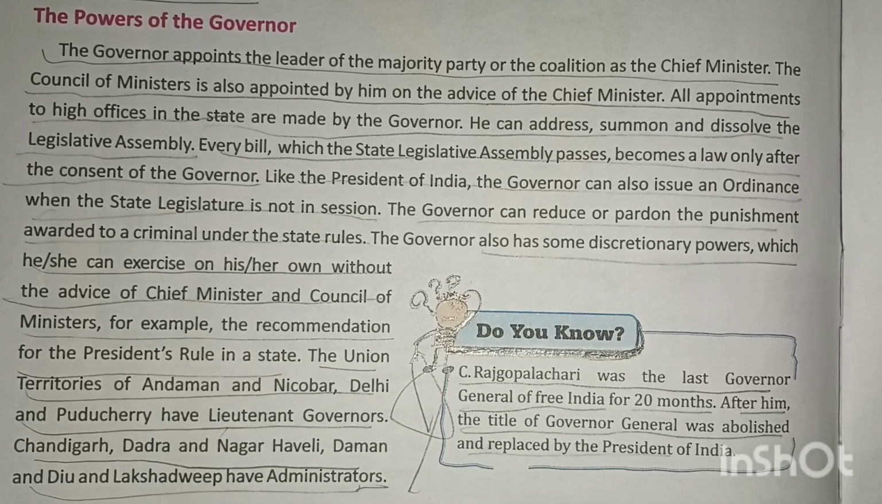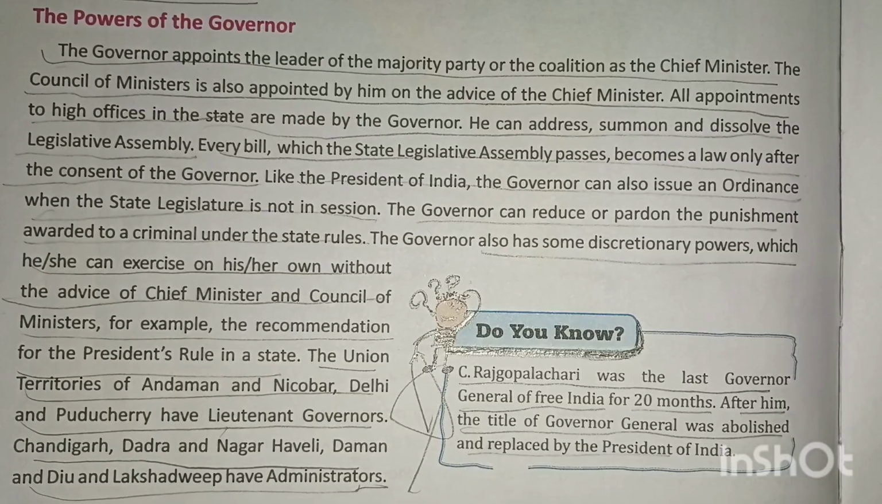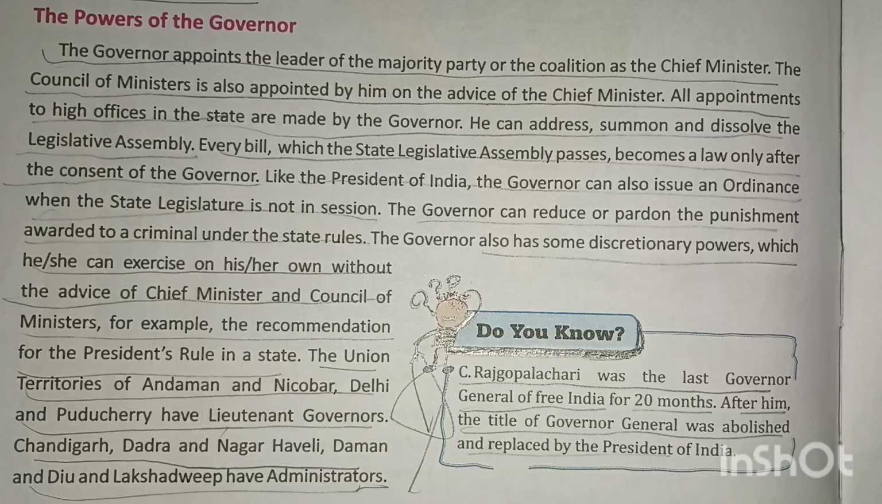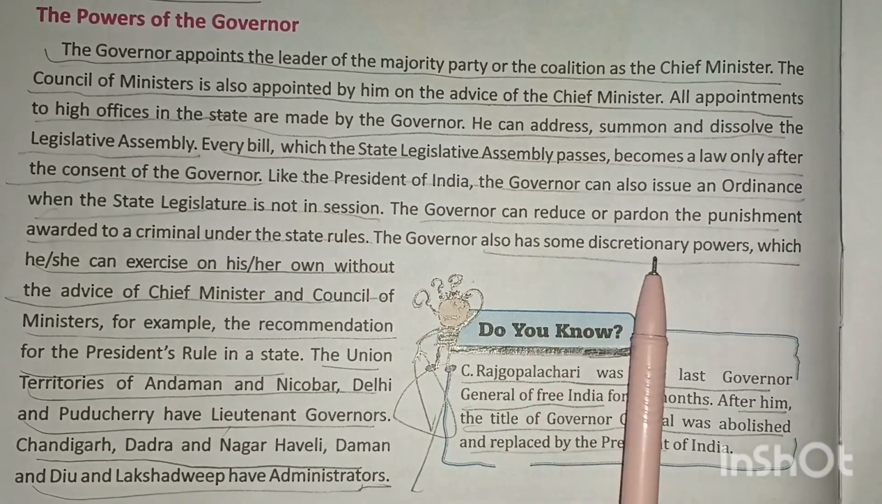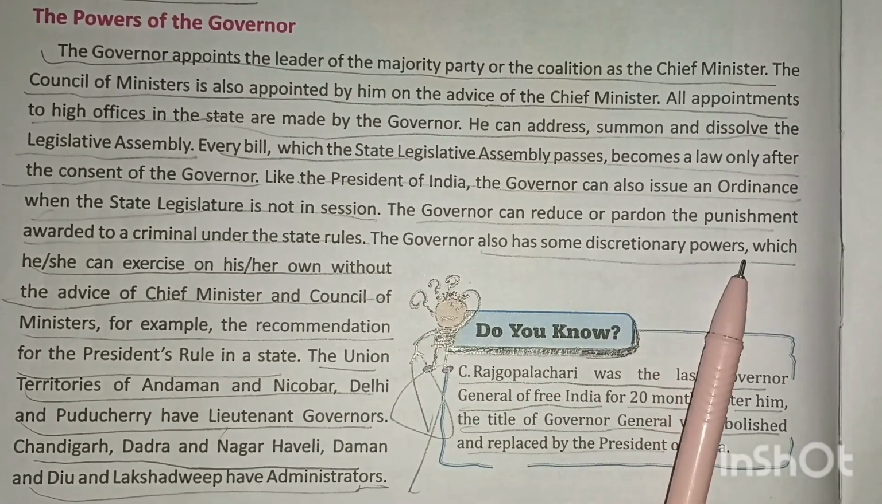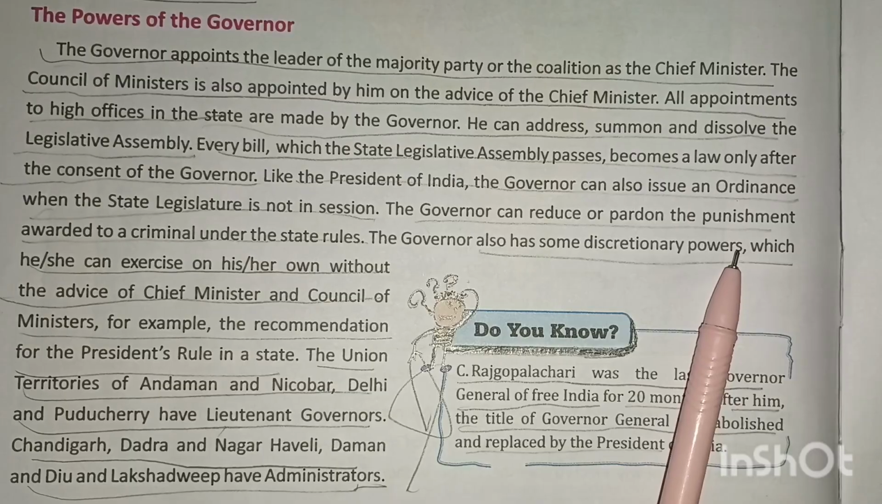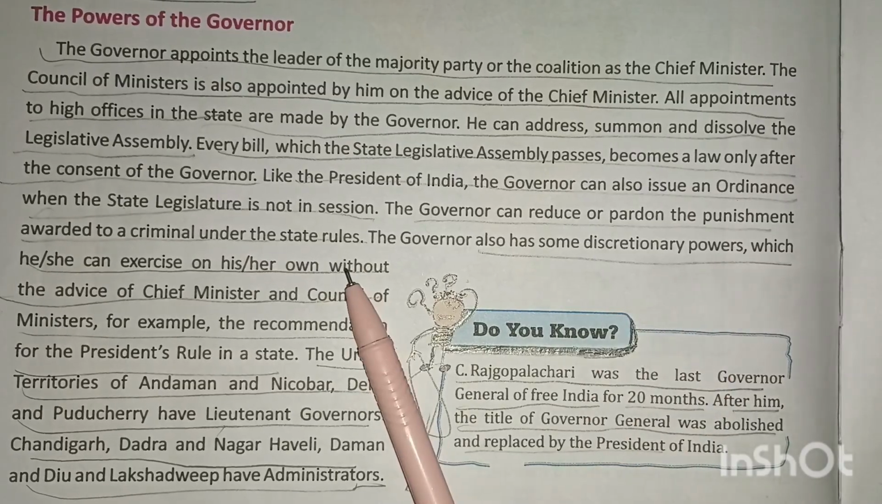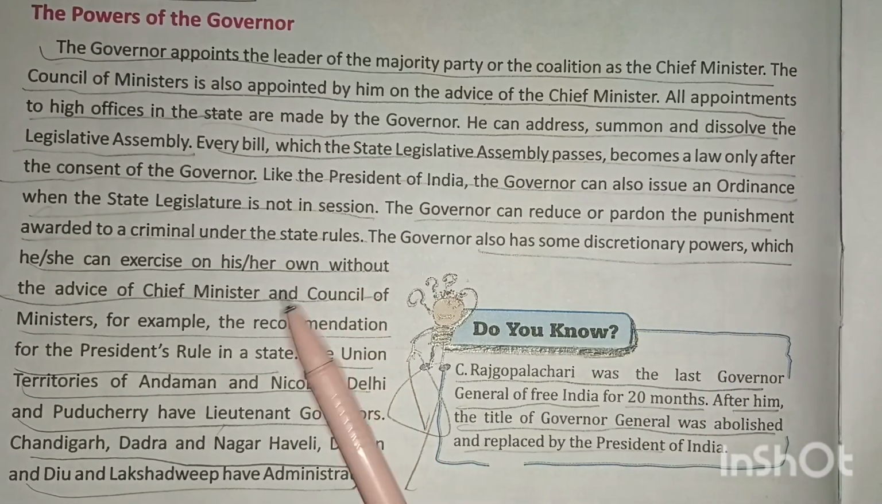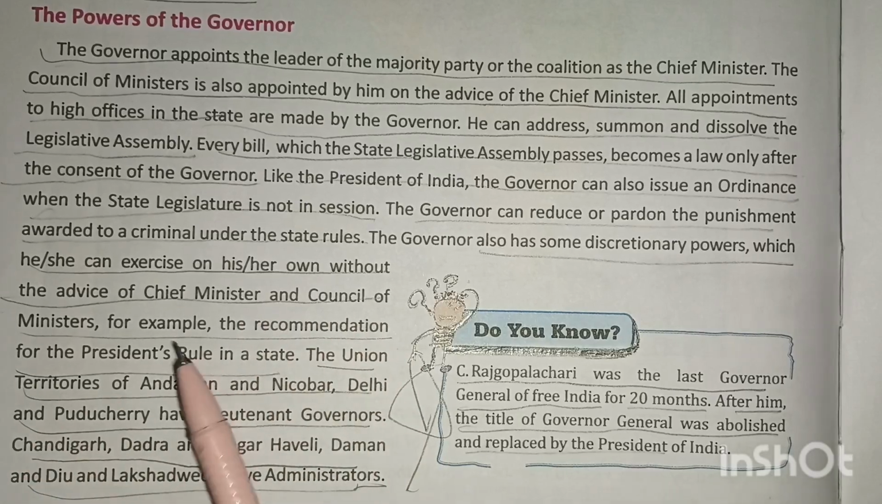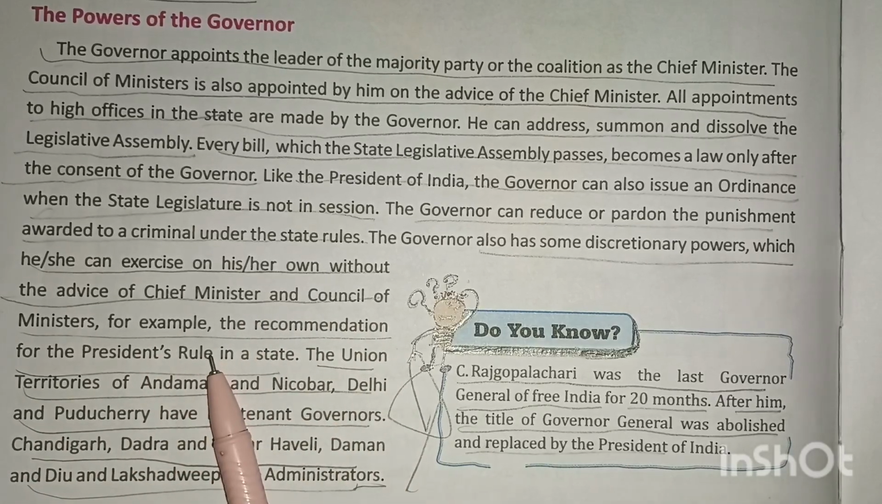Like the president of India, the governor can also issue an ordinance when the state legislature is not in session. The governor can reduce or pardon the punishment awarded to a criminal under the state rules. The governor also has discretionary powers which he or she can exercise on his or her own without the advice of the chief minister and council of ministers. For example, the recommendation of President's rule in a state.